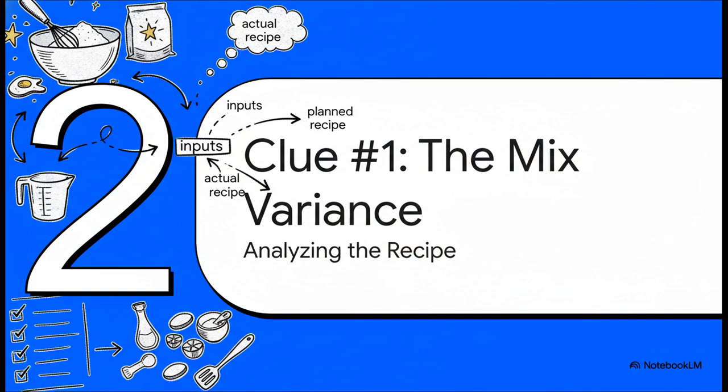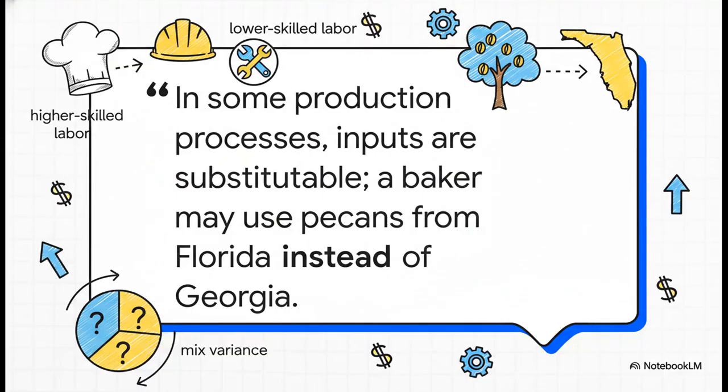So, our first clue is all about looking at the specific combination of inputs we used. The best way to think about it is like a recipe. The mix variance looks at the recipe you actually used versus the one you planned to use. The big idea here is that you can often swap things out. Maybe you use a senior developer instead of a junior one, or a higher grade material instead of a standard one. The mix variance is the tool that tells you the financial impact of making those specific swaps.